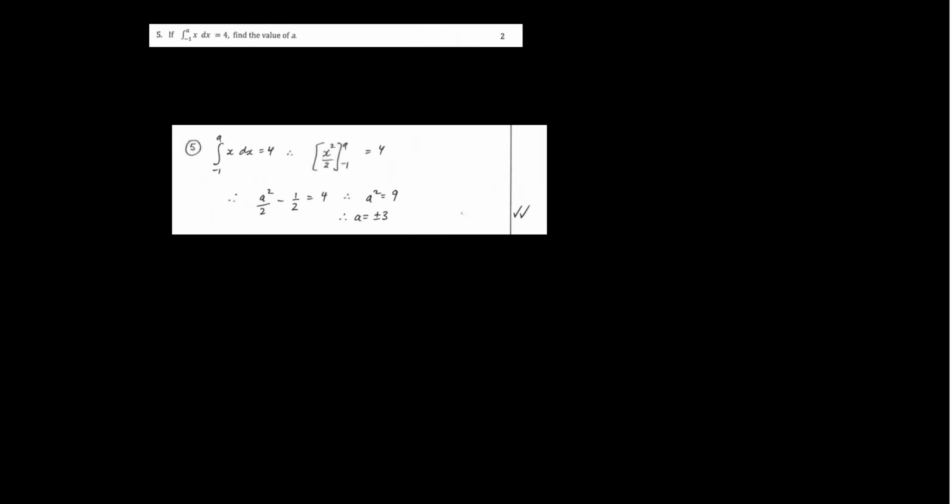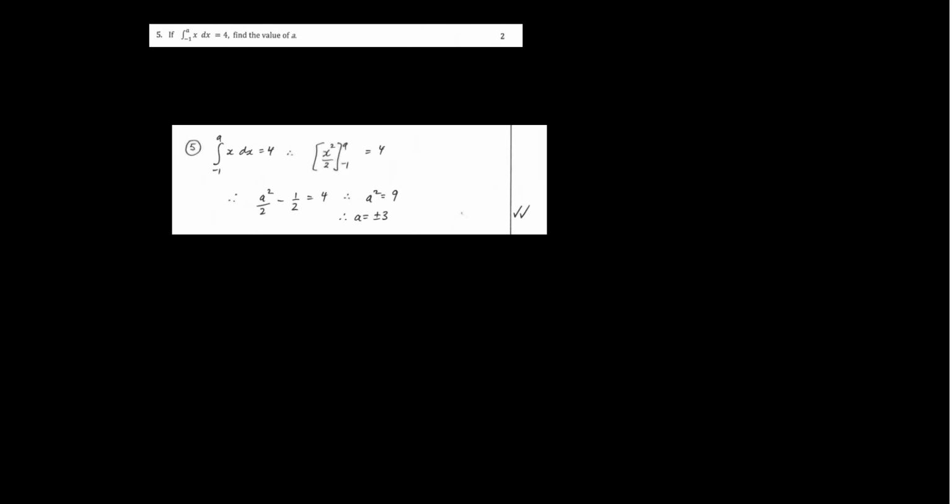But to get your second mark, you actually had to say s equals 4t cubed minus 3t squared plus t plus 2, because it asked for s in terms of t, so you had to get all the way to this step here. Okay, next question, question 5.